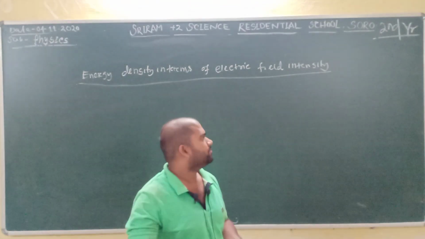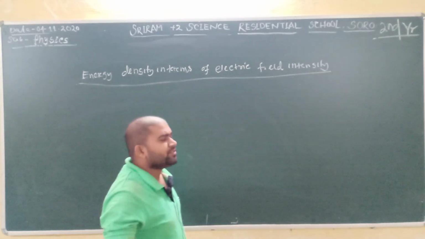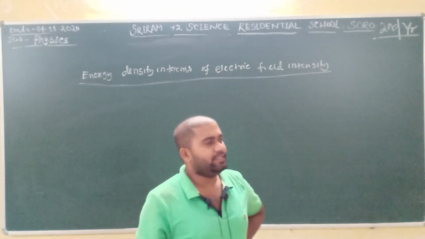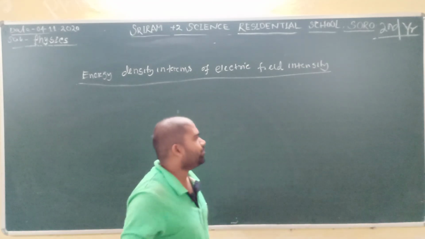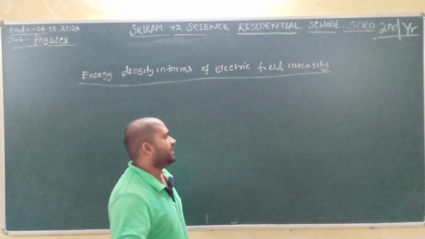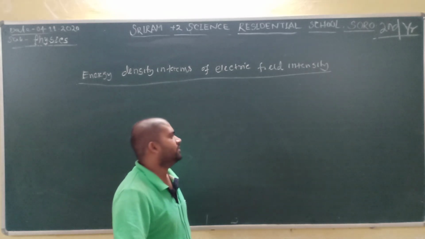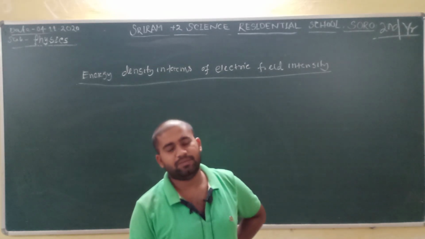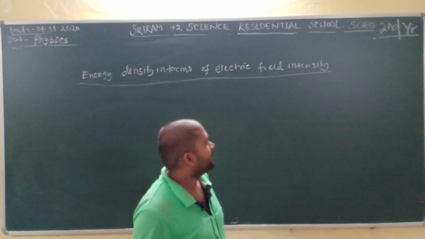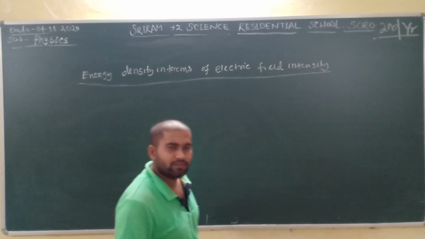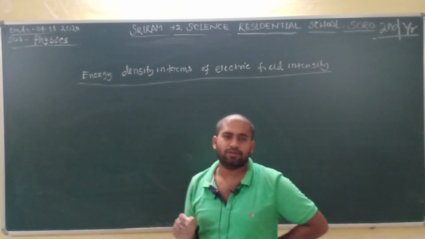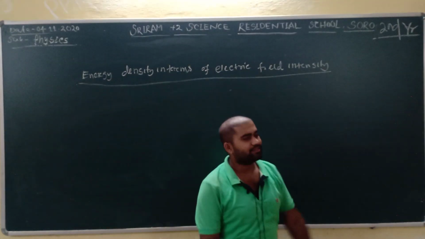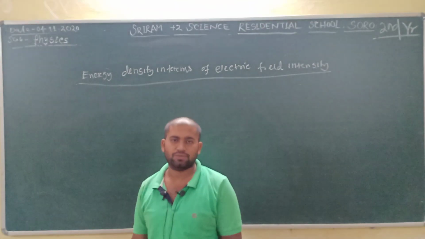When we measure the energy stored in a capacitor, we find the energy stored is half CV square. Okay, and if you assume in between the plates there is some electric field E, then we can say the energy density of the capacitor definitely depends upon the electric field intensity in between the plates.